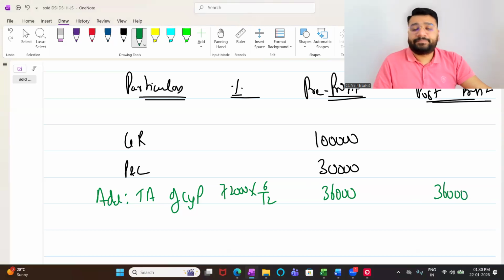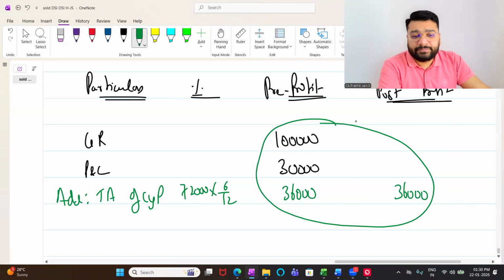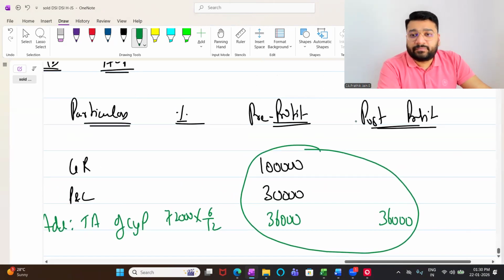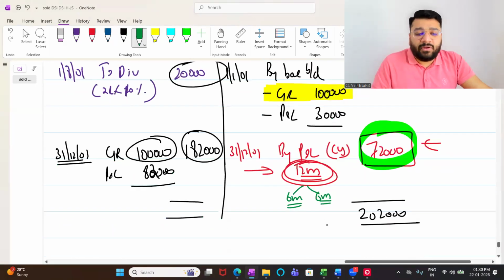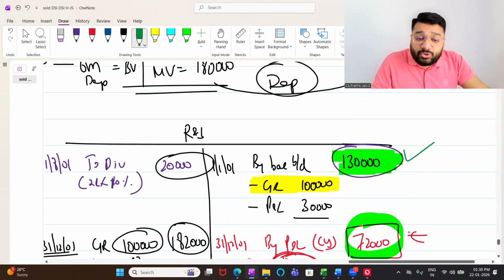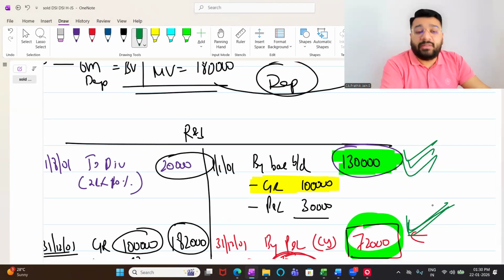Any difficulty? If I add all of this put together, how much is it? It'll be 2 lakh 2,000, which is the total profit. Because so far, what have I done? I've taken these two data and only put them in the statement format.